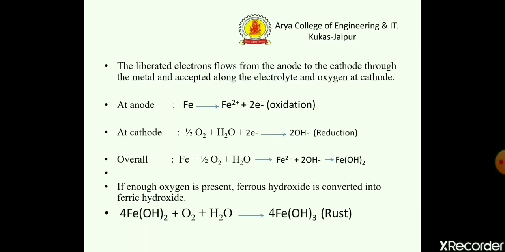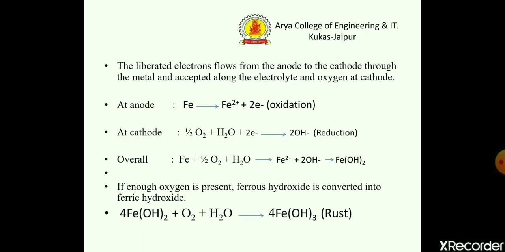and are accepted, with the electrolyte and oxygen, at the cathode, and the reactions are: at anode, oxidation will take place. Fe converted into Fe2+ plus 2 electrons. At cathode, reduction will take place in the presence of neutral medium, half O2 plus H2O, and it accepts the 2 electrons and converts into hydroxide ion.